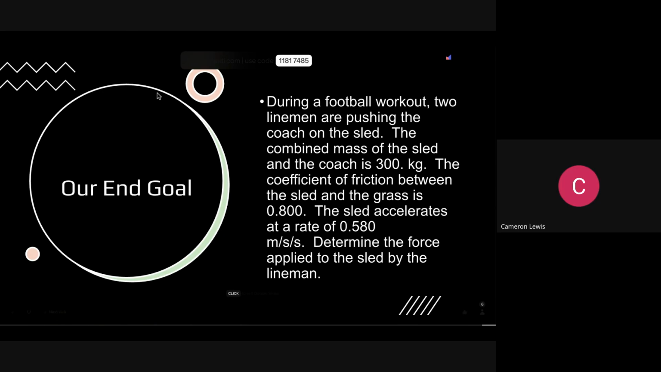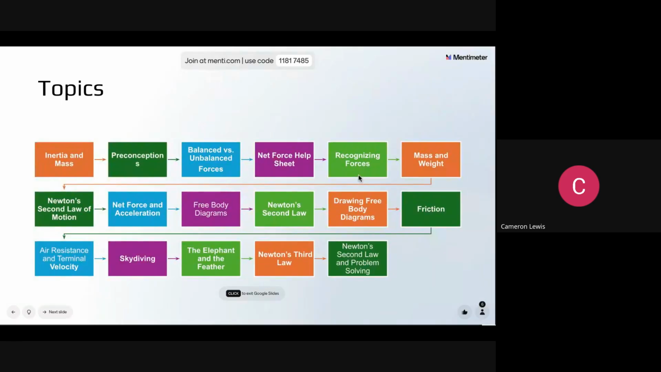All right. So when we first started this, I introduced our end goal. This is what we're trying to get to, to be able to solve this type of problem. During a football workout, 2 linemen are pushing the coach on a sled. The combined mass of the sled and the coach is 300 kilograms. The coefficient of friction between the sled and the grass is 0.8. The sled accelerates at a rate of 0.5 meters per second squared. Determine the force applied to the sled by the linemen. So then we went through all of these topics. I think we're at the very last one, which is Newton's second law in problem solving, to be able to solve this type of problem.